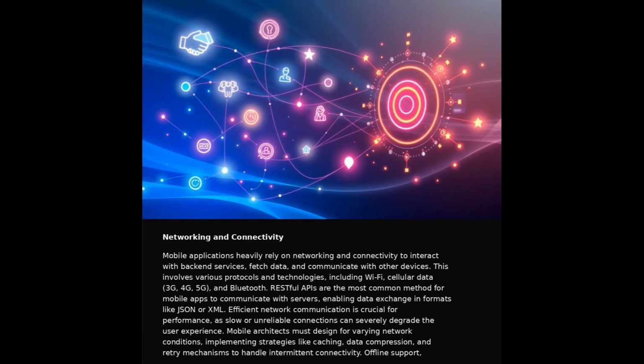Mobile architects must design for varying network conditions, implementing strategies like caching, data compression, and retry mechanisms to handle intermittent connectivity. Offline support, allowing users to continue using core app functionalities without an internet connection, is also a key consideration. This often involves synchronizing data when a connection becomes available. Secure communication, typically through HTTPS, is paramount to protect data in transit. Robust networking ensures that mobile apps remain functional and responsive in diverse environments.